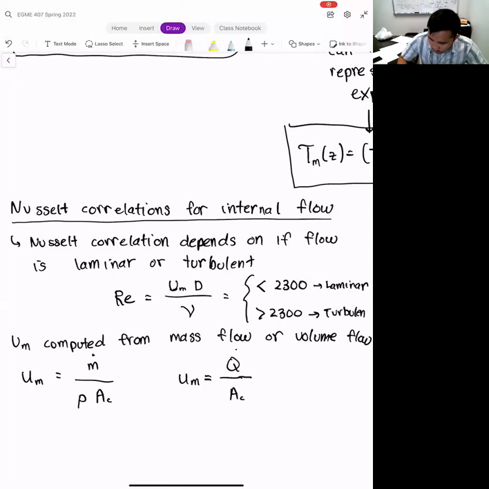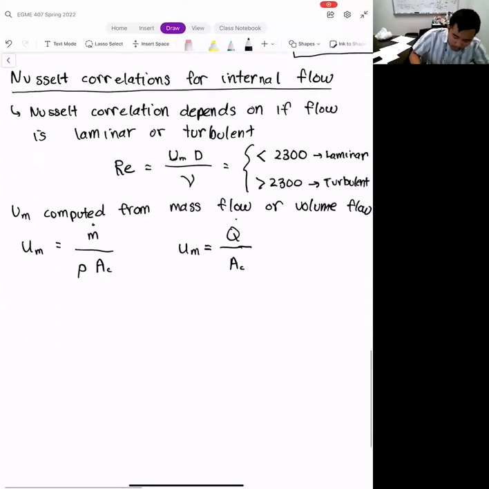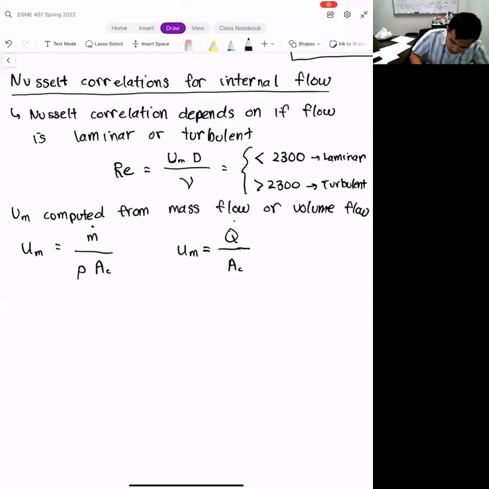You guys have been doing this for a while now, and so you know that whenever you have convection, Reynolds number is always something that we have to attain. And then from there, you make a decision on what Nusselt correlation you want to use. Okay, so let's go over the laminar case first.